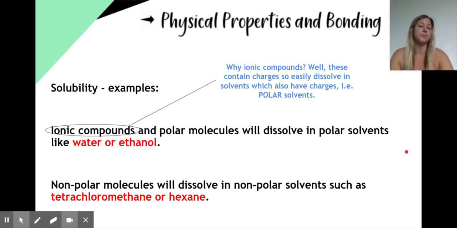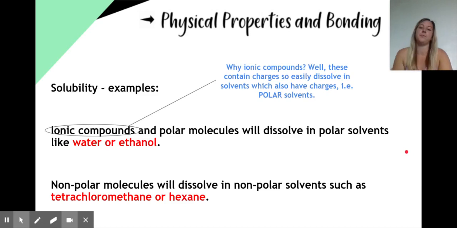So if you try to dissolve an ionic compound in water, as we know from National 5, the water molecules will rip apart the lattice, but it's because of the charges. The charges in the water molecule will be attracted to the charges in the ionic lattice, and that will help to break it up, and that's why they dissolve so easily.